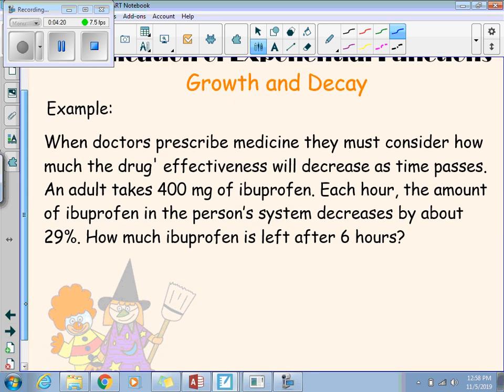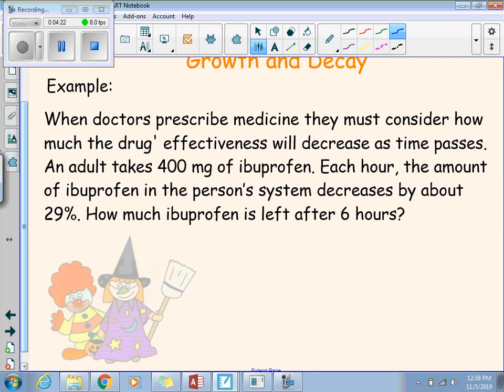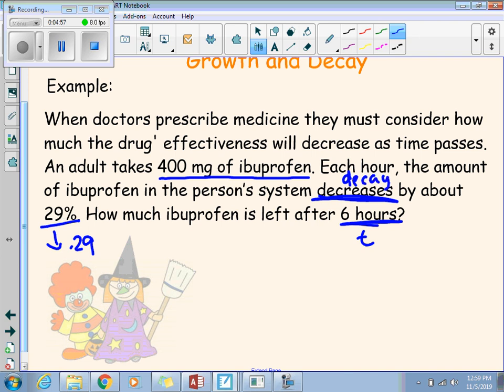All right, so here we have doctors prescribed medicine. They must consider how much the drug's effectiveness decreases as time passes. So an adult takes 400 milligrams of ibuprofen, so that's what we're starting with. Each hour, the amount of ibuprofen in the person's system decreases, so decreases, we're going to be using a minus, about 29%. Now remember, we need to write the percent as a decimal, so that's 0.29 there for the rate. And how much is left after 6 hours? 6 hours would be our time there. This is telling us that it's a decay.